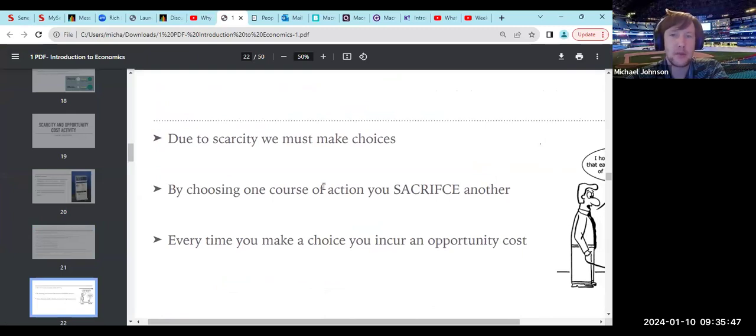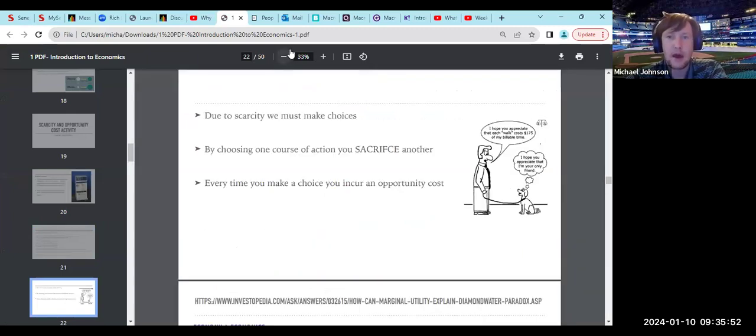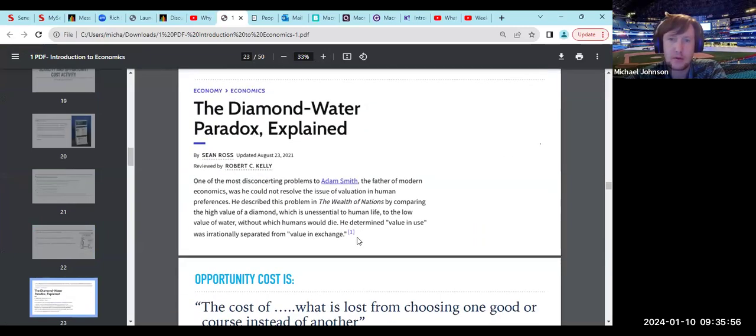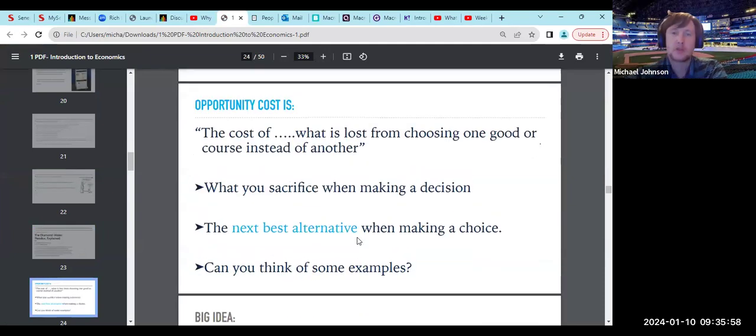So due to scarcity, you must make choices. By choosing one course of action, you sacrifice another. Every time you make a choice, you incur an opportunity cost. So opportunity cost is the cost of what is lost from choosing one good or a course instead of another. What you sacrifice from making a decision, the next best alternative when making a choice. So can you think of some examples?